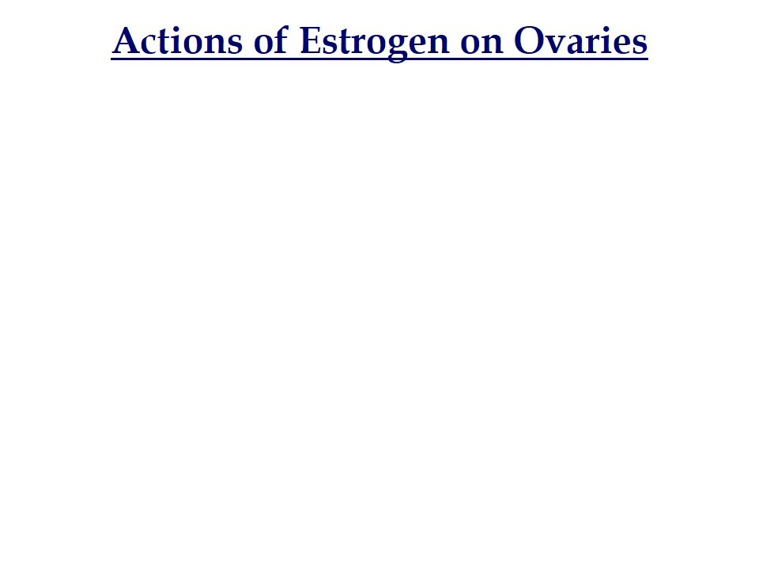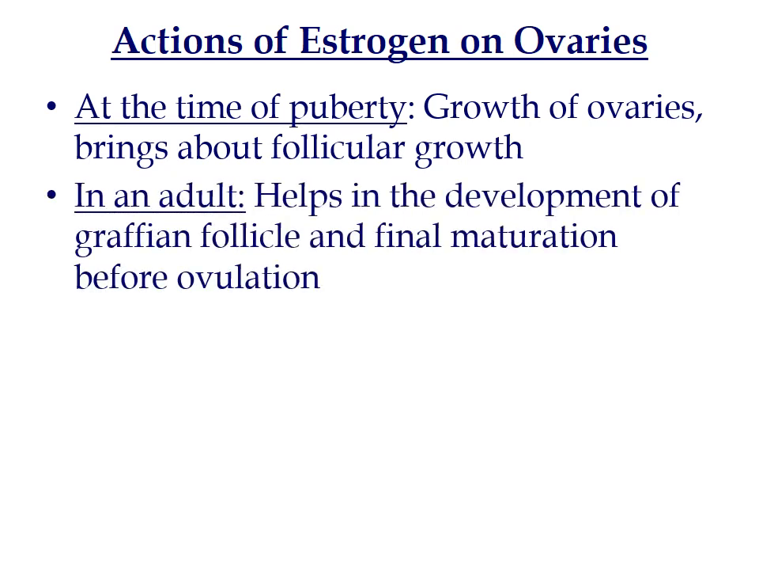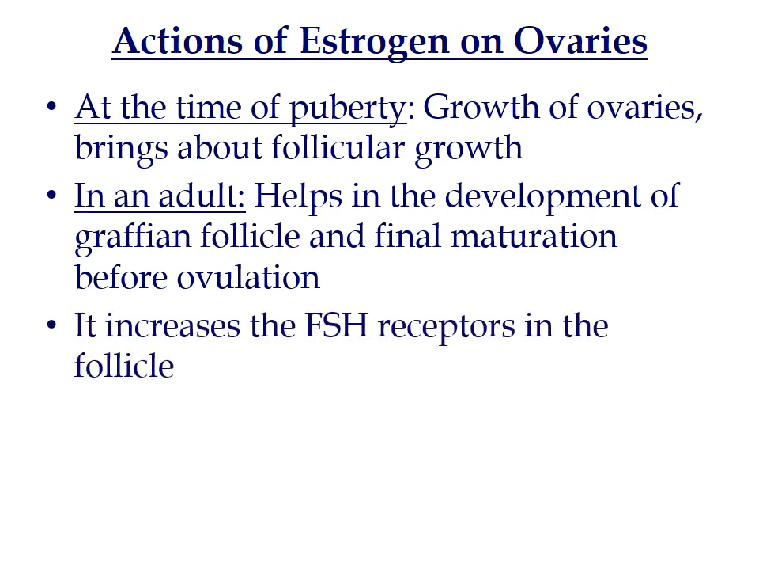We will be seeing it one by one. Action of estrogen on ovaries. At the time of puberty, it is involved in the growth of ovaries and brings about the follicular growth. In an adult, the estrogen will help in the development of the Graafian follicle and the final maturation before ovulation. Estrogen increases the FSH receptors in the follicle. So this is also one of the important functions.